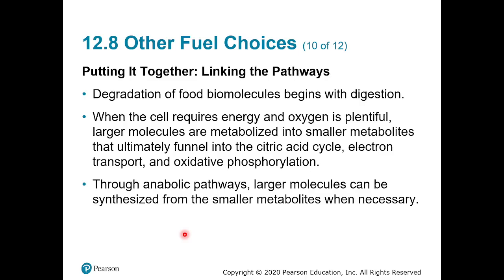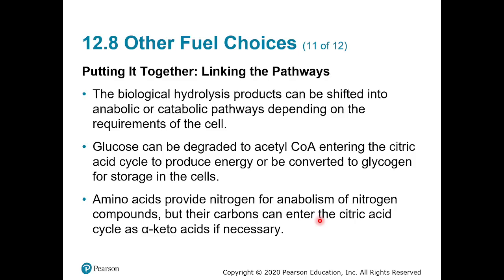The electron transport and oxidative phosphorylation are coupled with the citric acid cycle. So through the anabolic pathways, larger molecules can be synthesized from the smaller metabolites when necessary. You can't synthesize everything, which is why you need vitamins and minerals, and you need essential fatty acids and essential amino acids. The biological hydrolysis products can be shifted into the anabolic or catabolic pathways depending on the requirements of your cell.